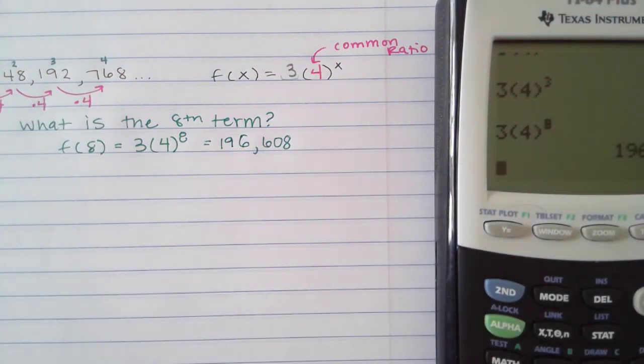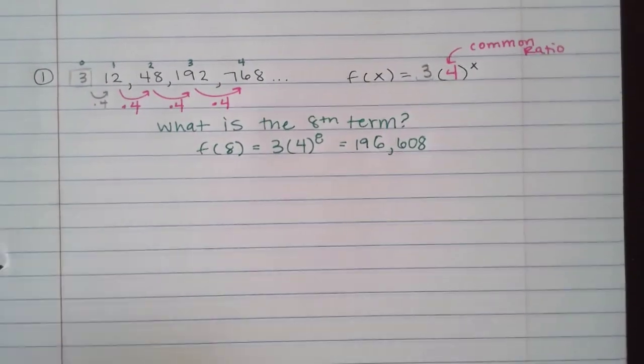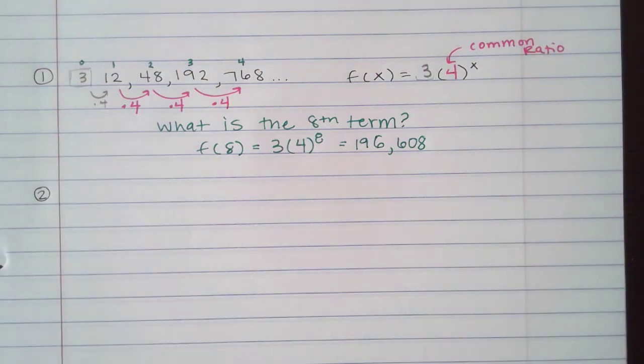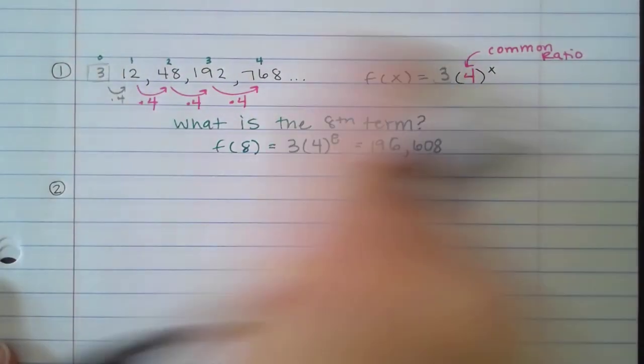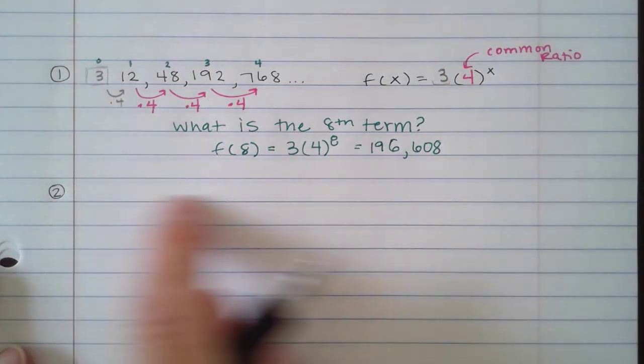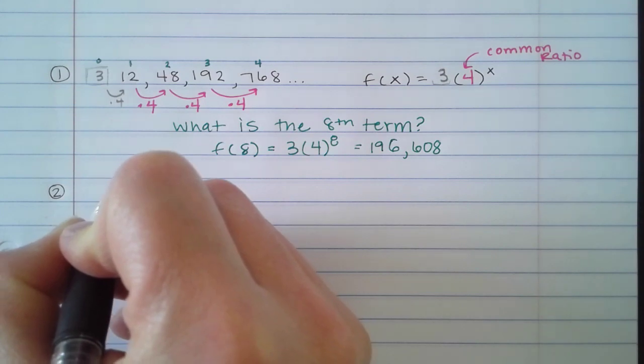196,608. Now I don't want to do that by multiplying by 4, multiplying by 4. So it's easier for us to write the function and then find out what the 8th term might be. So I'm going to do a few more examples with you, maybe a little bit quicker. Now is the time to pause the video, finish that, make sure you're understanding it, and then we'll move on to the second one. How about this?